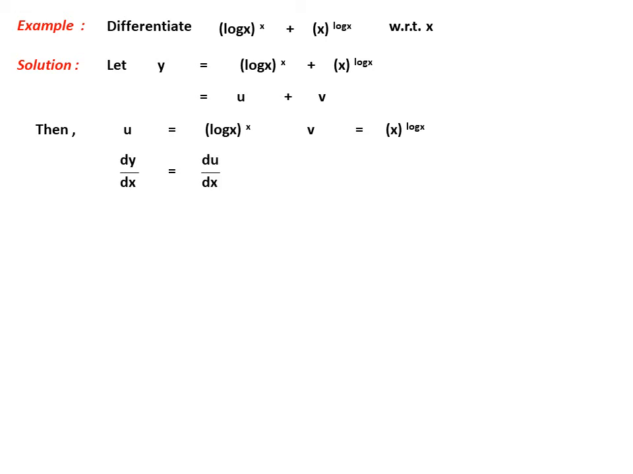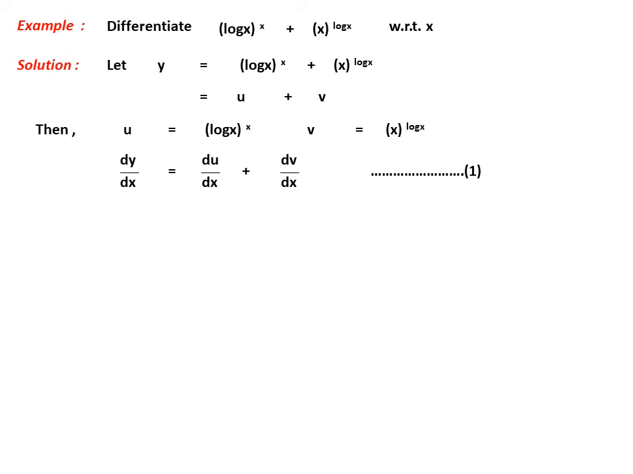Then dy by dx equal to du by dx plus dv by dx. So this is the first thing, let us take it as one. Now you have to differentiate u using logarithmic technique, because it is log x to the power x. You have to apply log. Similarly, for v, x to the power log x, you cannot use any other method. You have to use logarithmic differentiation separately. Then you have to find du by dx and dv by dx, and substitute those two things in equation 1.